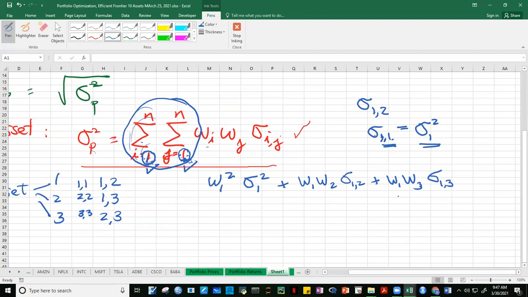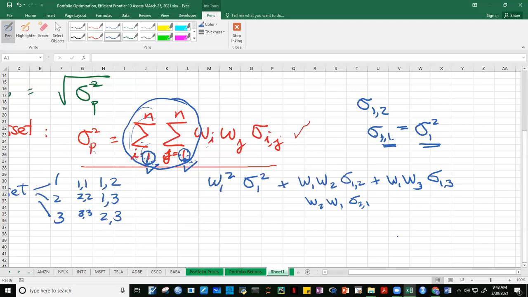Okay, next. So, tapos na tayo sa 1, di ba? Kay 2 naman tayo. 2, 1 tayo. So, sige. Magiging ano? Weight of 2 with 1 muna tayo. Weight of 2 times weight of 1 times covariance of 2 and 1. Okay, next.